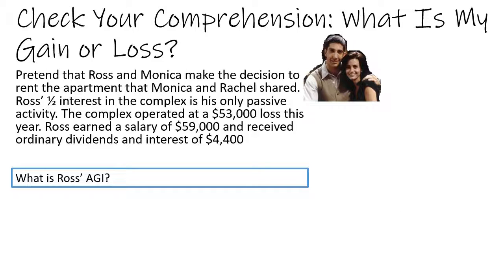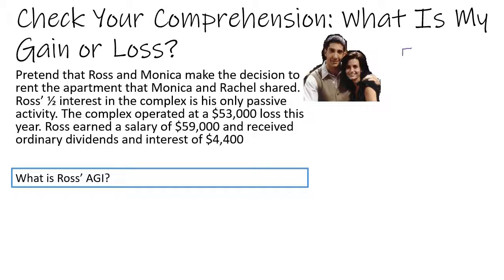So let's check our comprehension of the passive rental loss exclusion under the tax code. Let's assume that now that Ross and Rachel and Monica and Chandler have moved on to new endeavors, Ross and Monica decide to rent their apartment out that Monica and Rachel had shared. Ross has a half interest in the apartment, and the complex operated at a $53,000 loss during the tax year. Ross earned a salary of $59,000 and received ordinary dividends and interest of $4,400. What would that do to Ross's adjusted gross income?